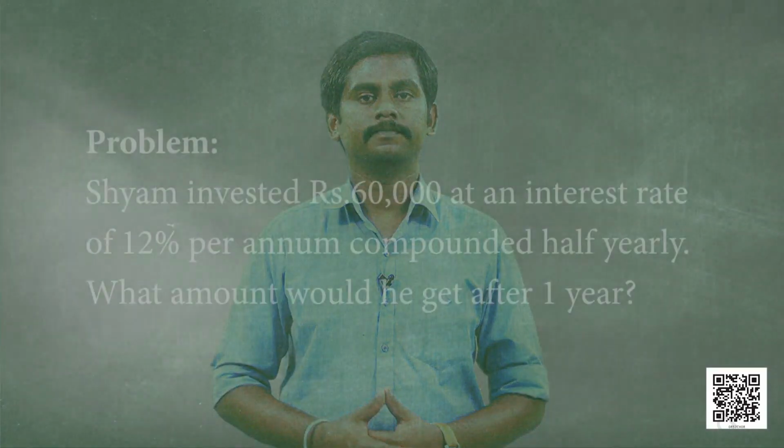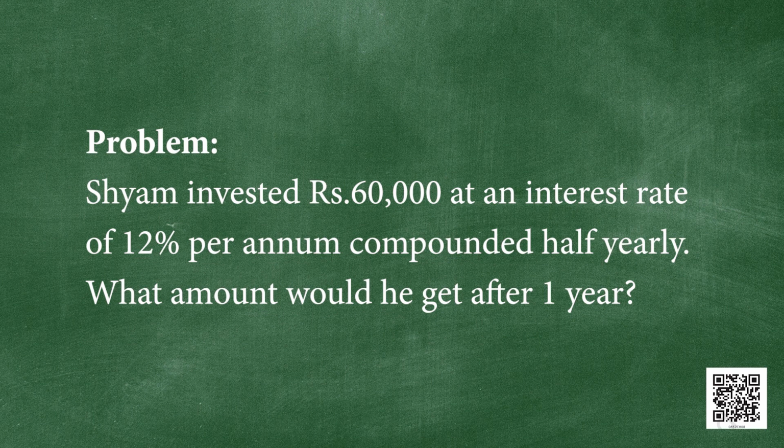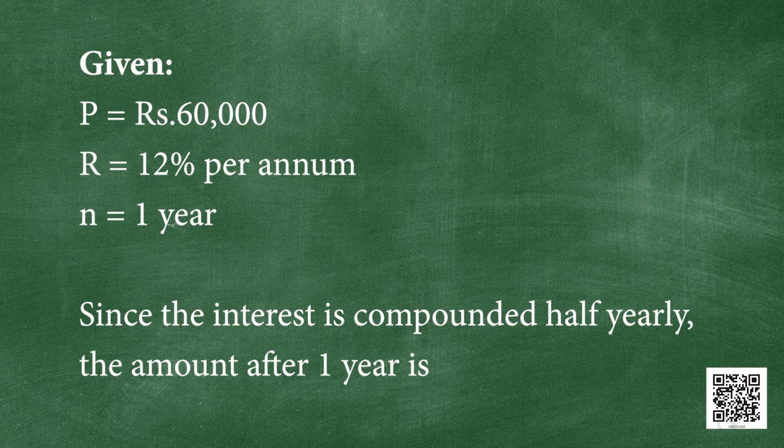Students, let us take up a problem to check how this formula works. The problem goes like this. Shyam invested rupees 60,000 at an interest rate of 12% per annum compounded half yearly. What amount would he get after 1 year? Students, before we solve, let us make a note of the given information. It is given that the principal is rupees 60,000, R is equal to 12% per annum and n is equal to 1 year.